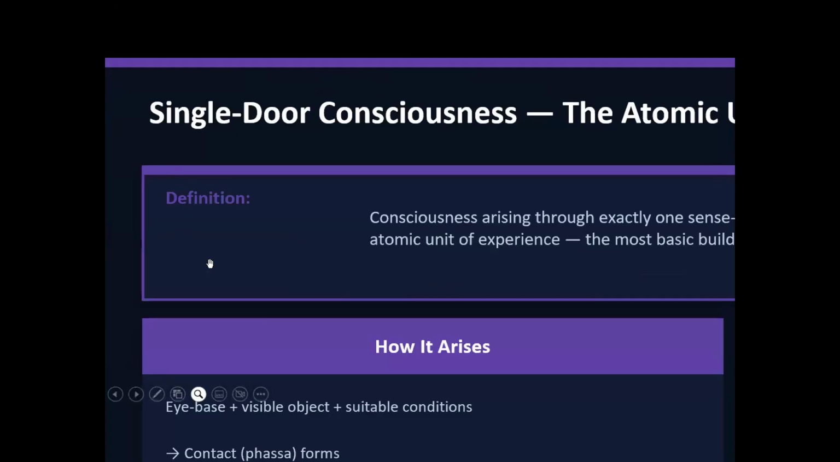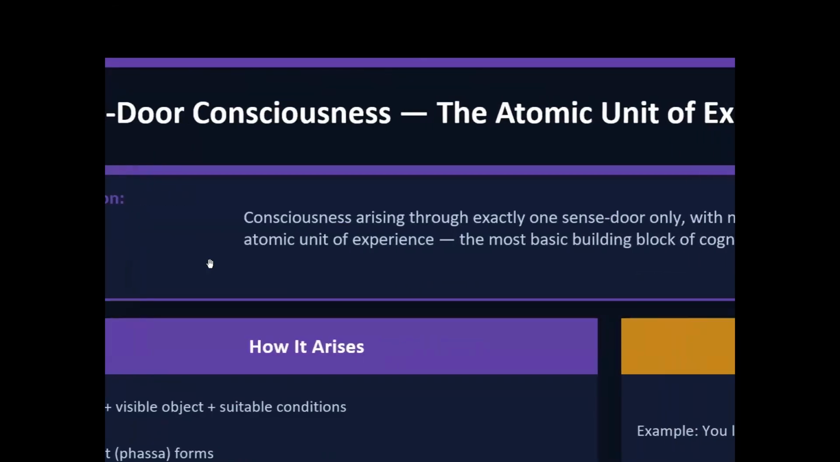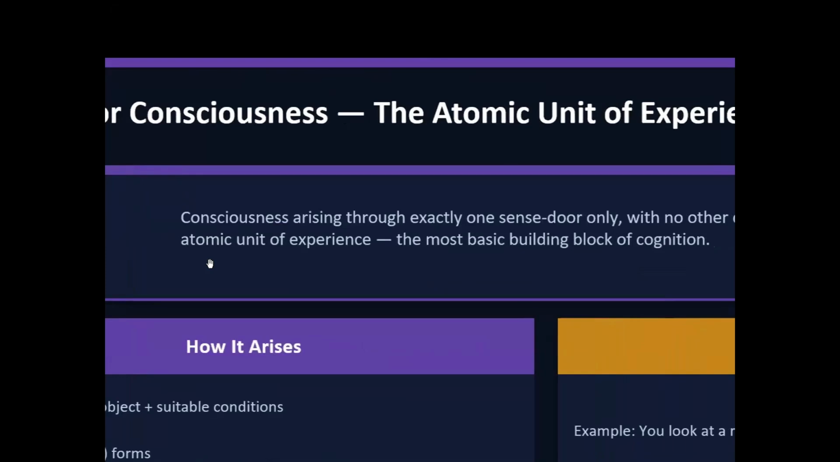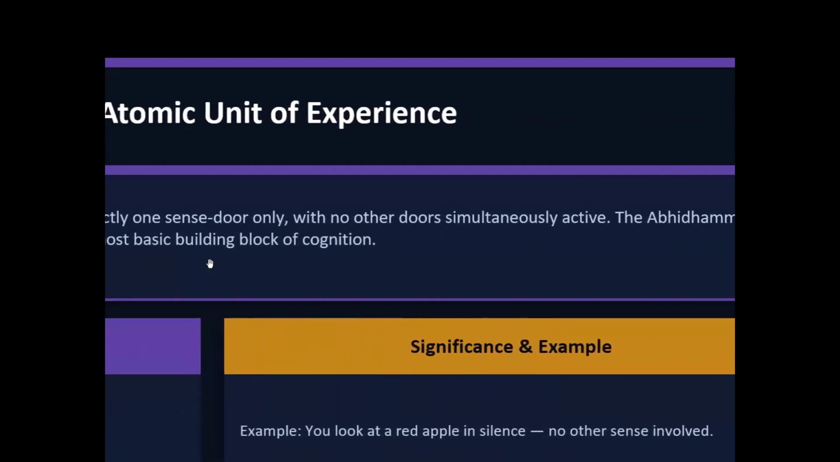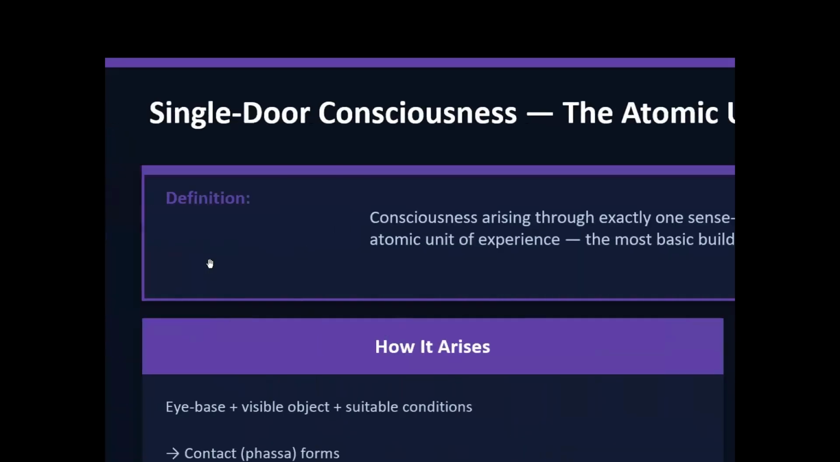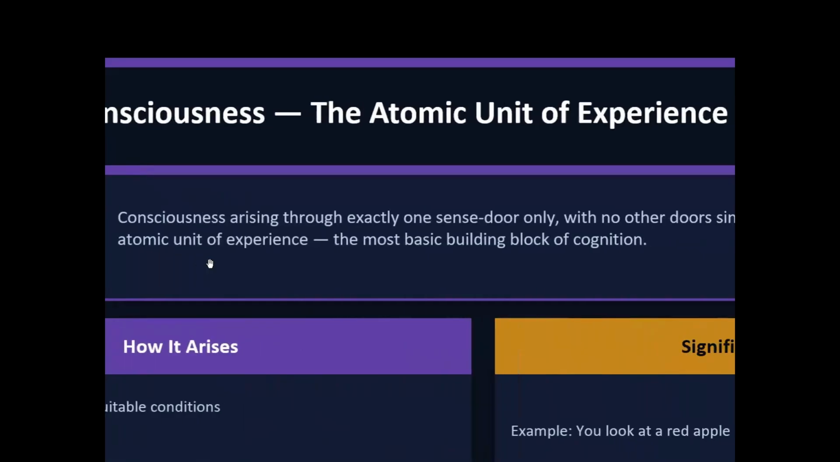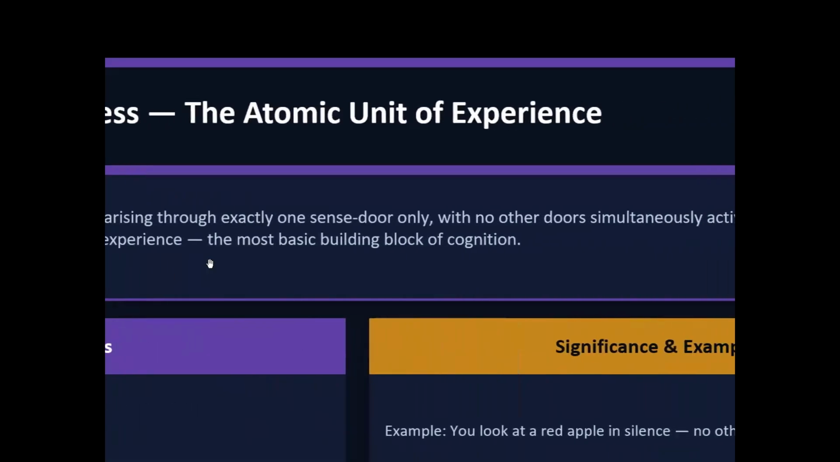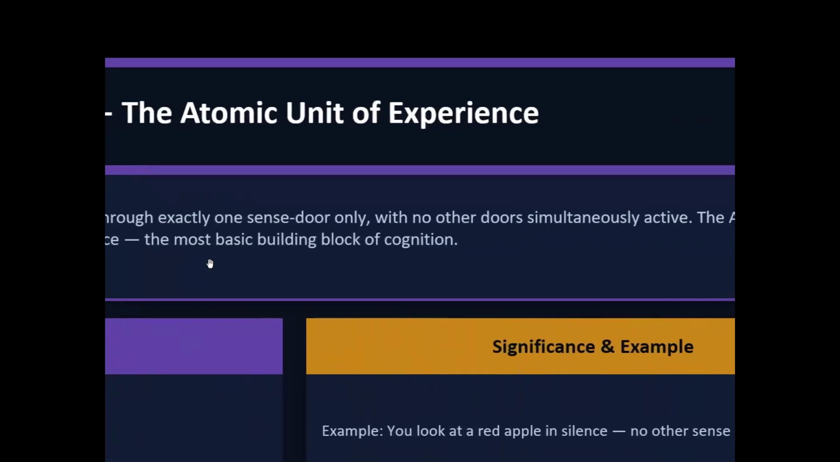By definition, it is consciousness arising at exactly one sense door. I mean, consciousness that opens at the pre-selected, already prominent, strongest one through the one sense door with no other simultaneously active. So only one door is open, the most prominent. The Abhidhamma atomic unit, called the atomic unit of experience, is the most basic building block of cognition. Cognition means understanding the object, okay? So whenever you open it, it's a cognition that recognizes this particular object to our senses.